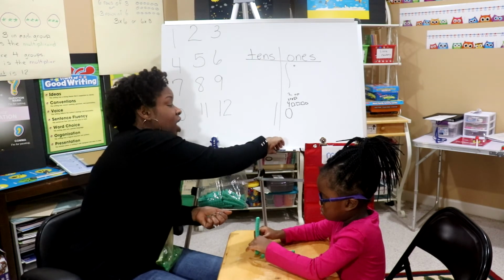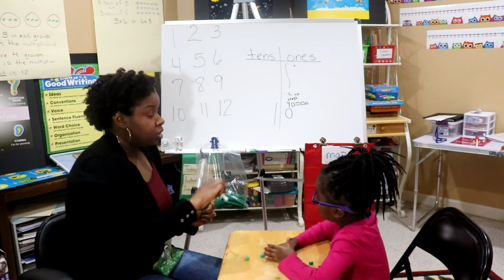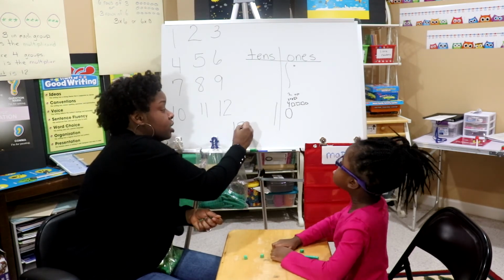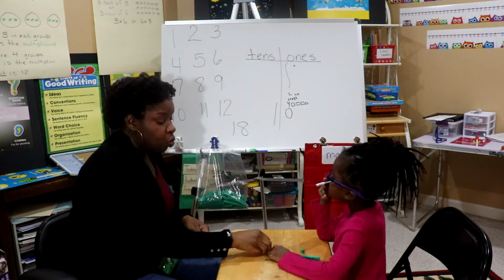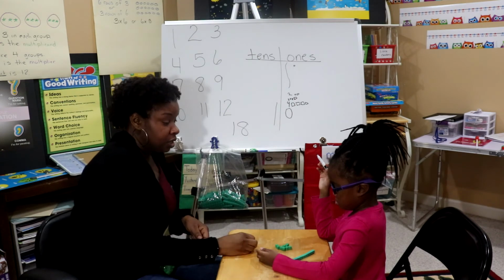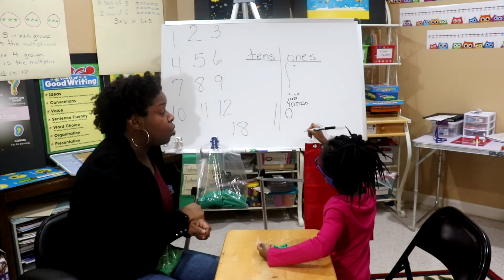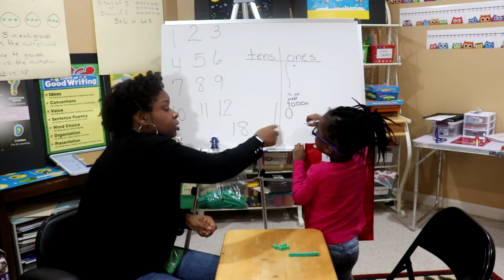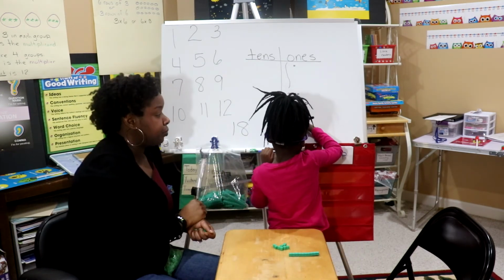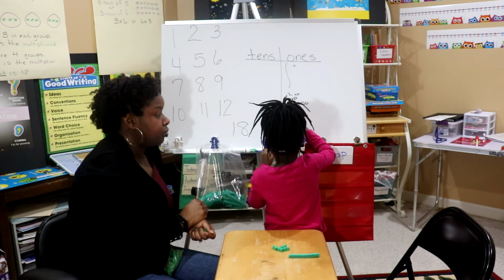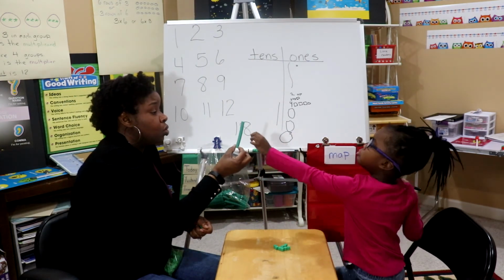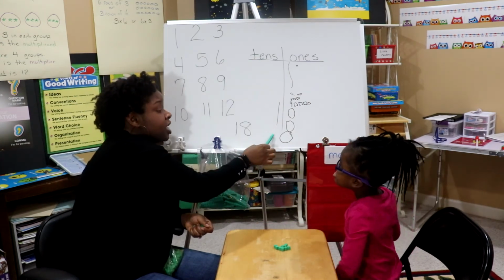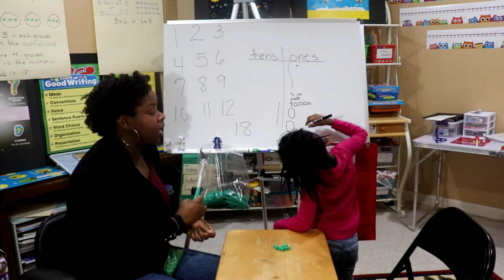So once again, when she writes that on the board, we have the number 18. Where's the 8 going to go? Is the 8 going to go in the ones column or the tens column? You have how many ones? 8. So that means your 8 goes in the ones column. Just write the 8 right there. Okay, and we have what? What's this? 10. 1 ten. So your 1 ten is going to go right here in the tens column. So put your 1.